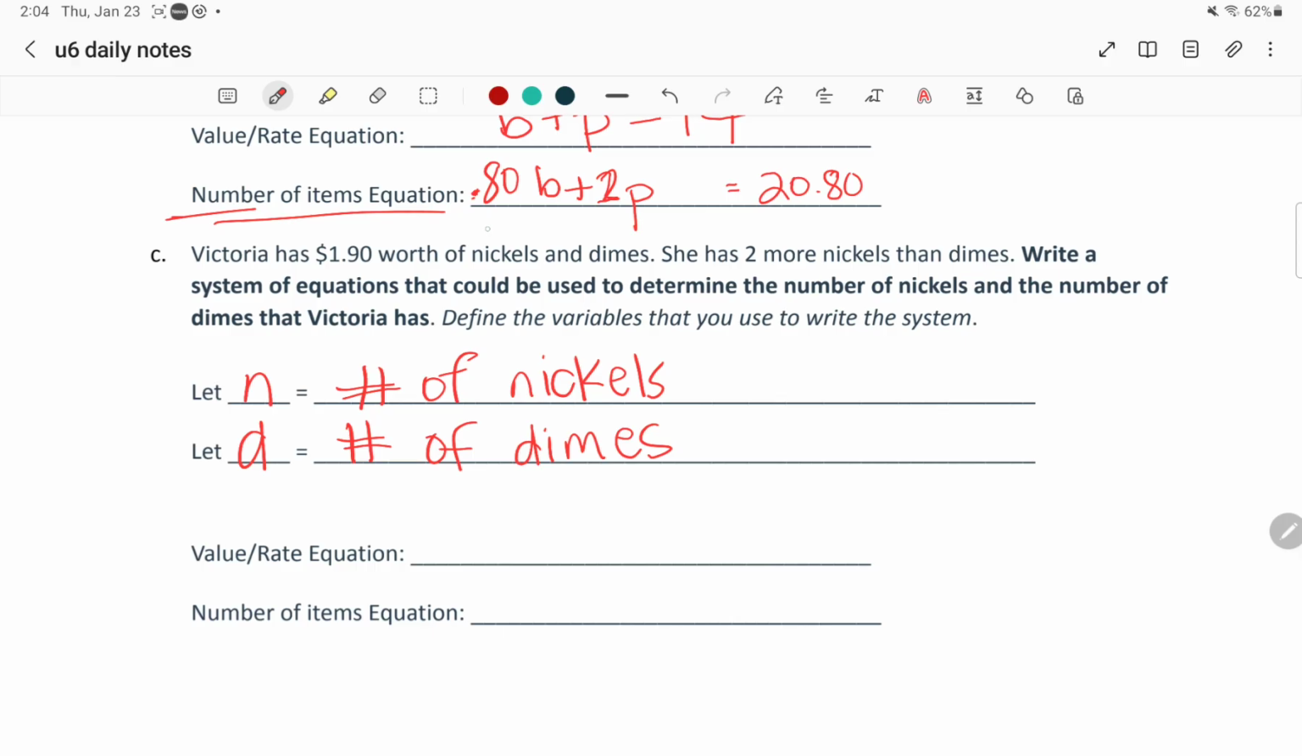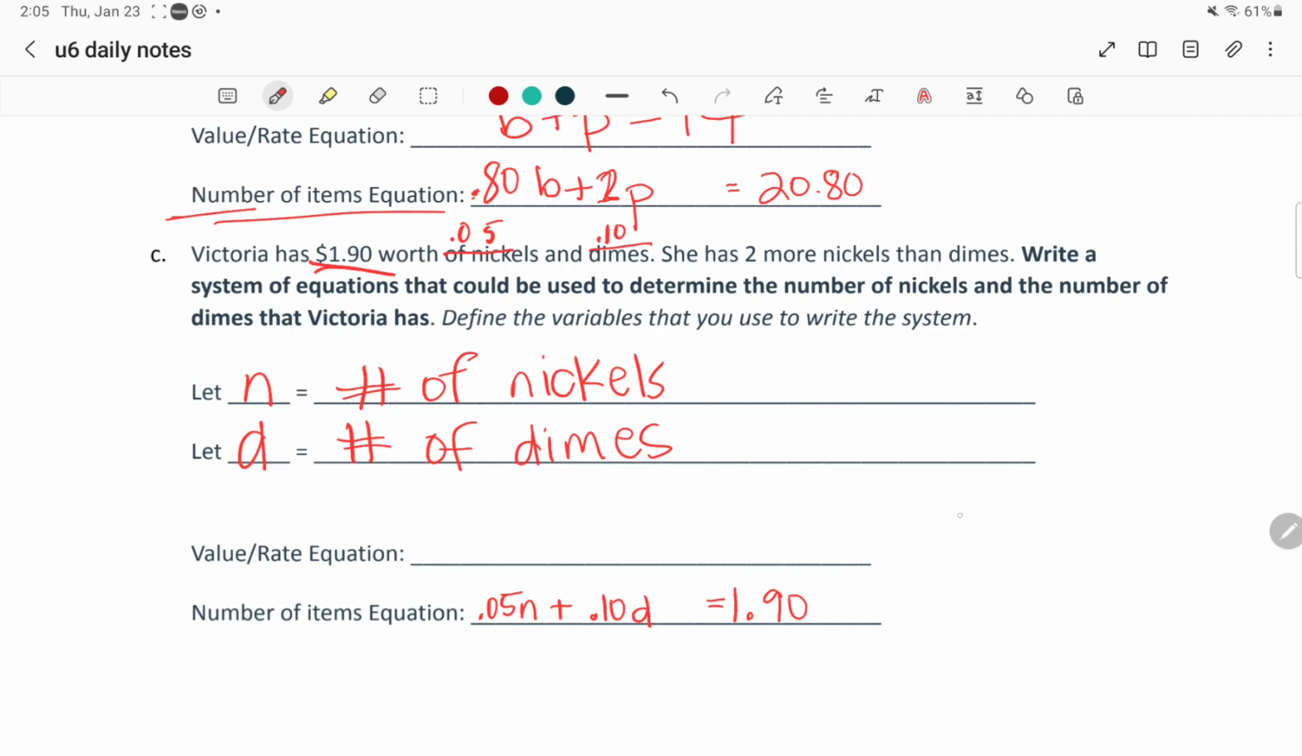I know that a nickel is worth 5 cents. That's 0.05. And I know that a dime is worth 10 cents, which is 0.10. So now I have the worth of a nickel, the worth of a dime, and the worth of both the nickels and the dimes. So I've got my total, and I have 0.05 N, the worth of a nickel times the amount of nickels I have, plus 0.10 D, the worth of a dime times the amount of dimes that I have.